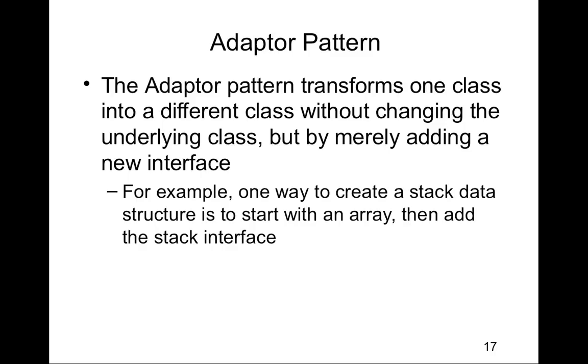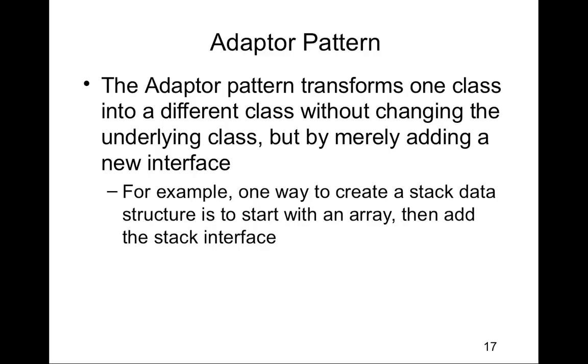If we take a student and adapt them into a graduate student, that's an adapter pattern. For example, one way to create a stack data structure is to start with an array, then add a stack interface to it, which is what we did in the data structures course, and most people did it in Java. You can also implement a linked list and adapt it into a stack or a queue or anything. It's really referred to as an adapter pattern. It's a design pattern: you're building structures from other structures and adapting them.